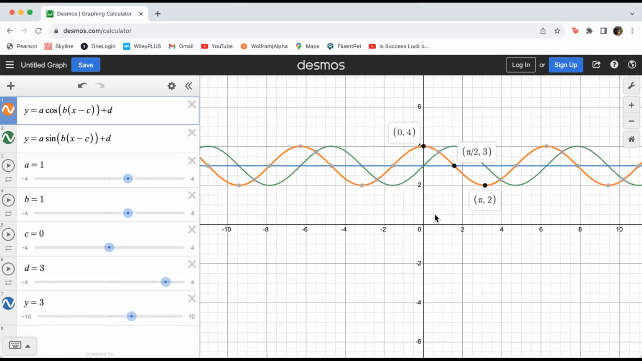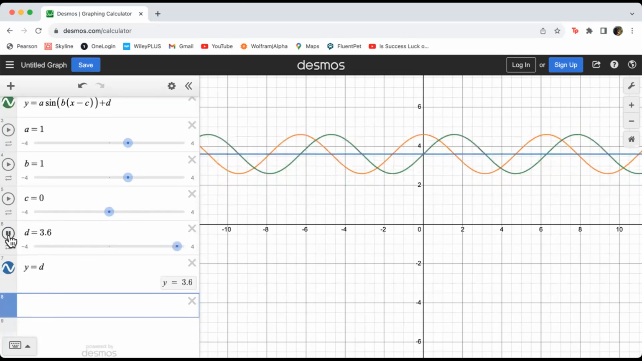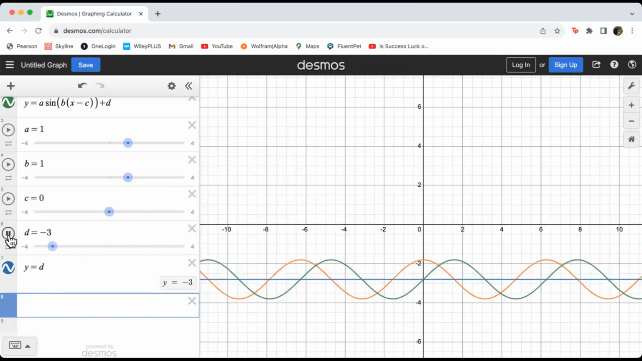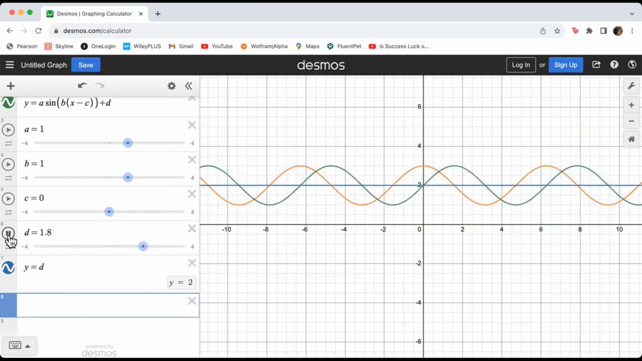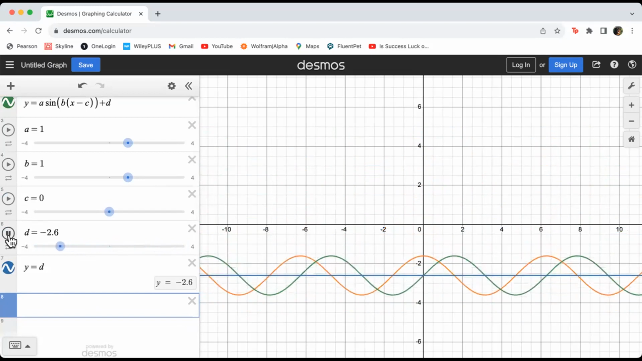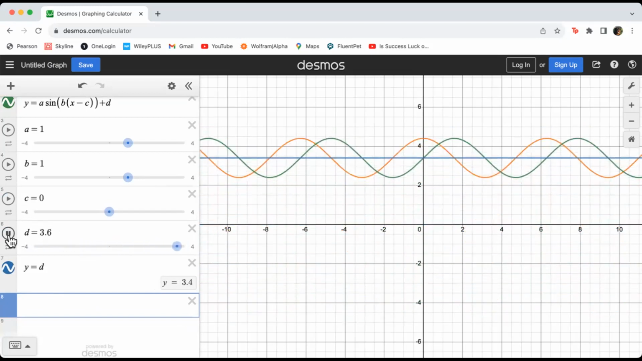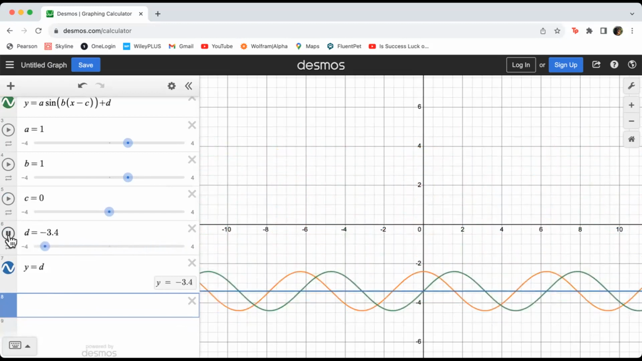So what is changing when we change the value of D? What did we call that? The middle. The middle is changing. The amplitude isn't changing. Notice that blue line is now at the middle. The distance from the middle to the top, that's always going to be 1, with A equal to 1. The middle to the bottom, that's also 1. What's changing is where the middle is. The middle keeps moving up and down. So changing D changes where the middle is.